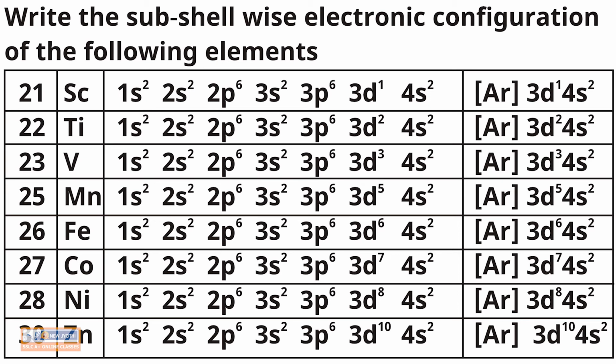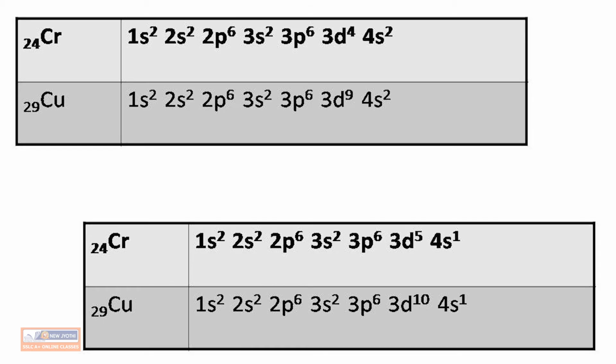Similarly, we can write the subshell-wise electronic configuration of the following elements: scandium, titanium, vanadium, manganese, iron, cobalt, nickel and zinc. Now write the electronic configuration of chromium. Chromium is having an atomic number 24. So it can be written as 1s2, 2s2, 2p6, 3s2, 3p6, 3d4, 4s2.